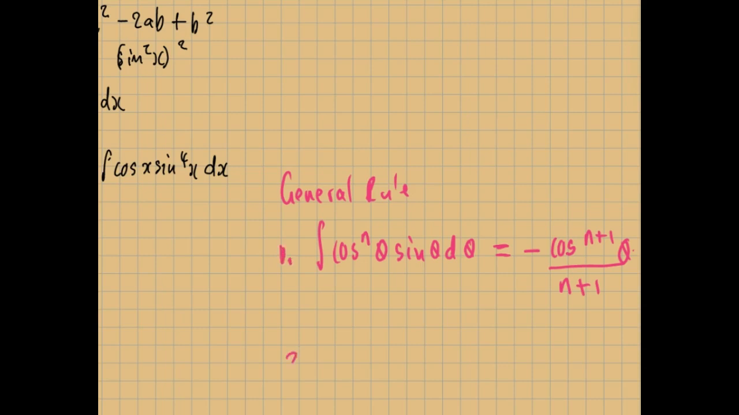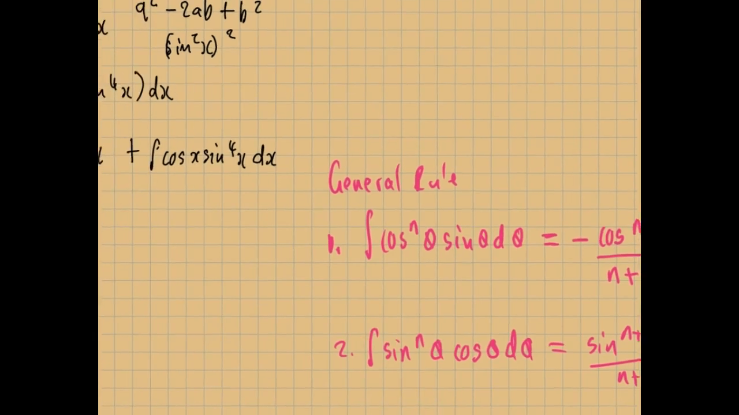Now for 2, I have sine raised to some power, multiplying just cos theta, d theta again. Here I increase the power of sine, but it doesn't go negative, so it's just sine to the power n plus 1 of theta divided by n plus 1, and then I add my constant of integration c. That's not a lot.